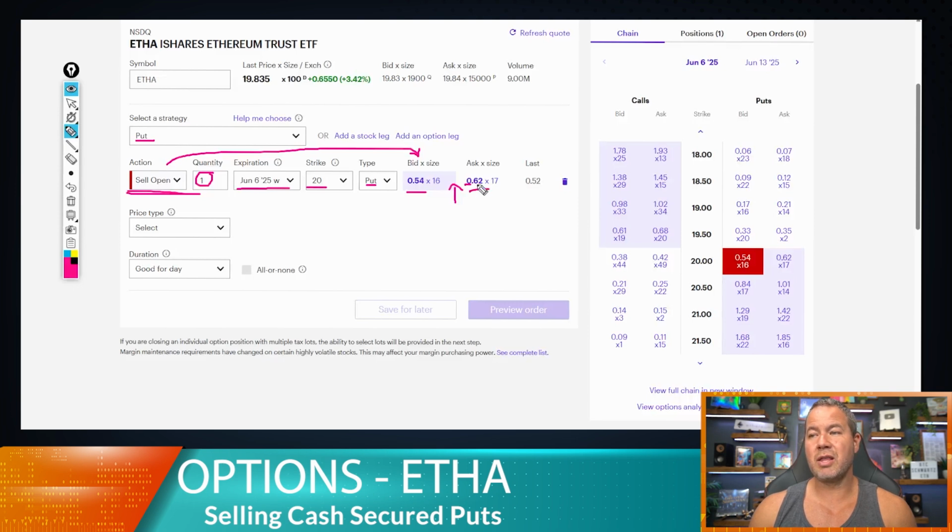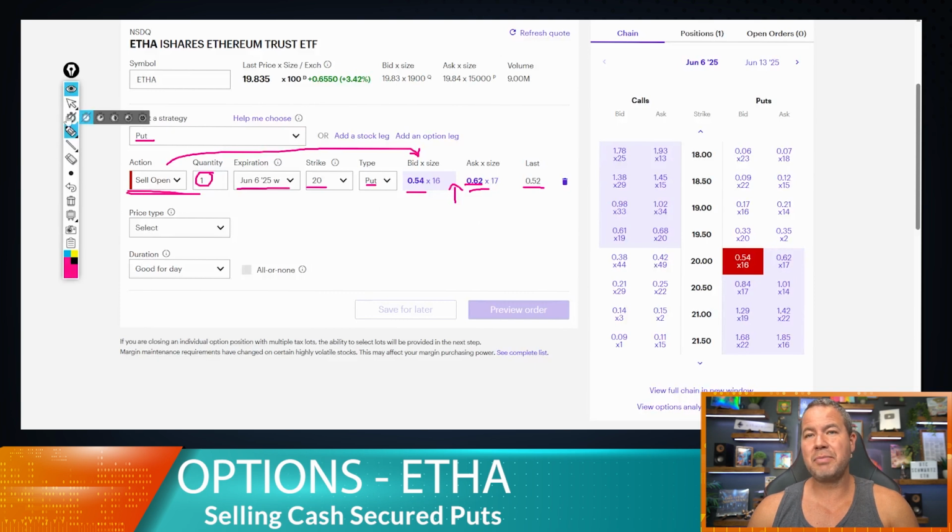And it's really unlikely that it's going to sell at 62 cents because everybody else is asking 62 cents and people are bidding 54 cents, which is actually an 8-cent spread, which is quite a bit. And then you can also see the last price that it traded at is 52 cents. So you're going to be in and around there.